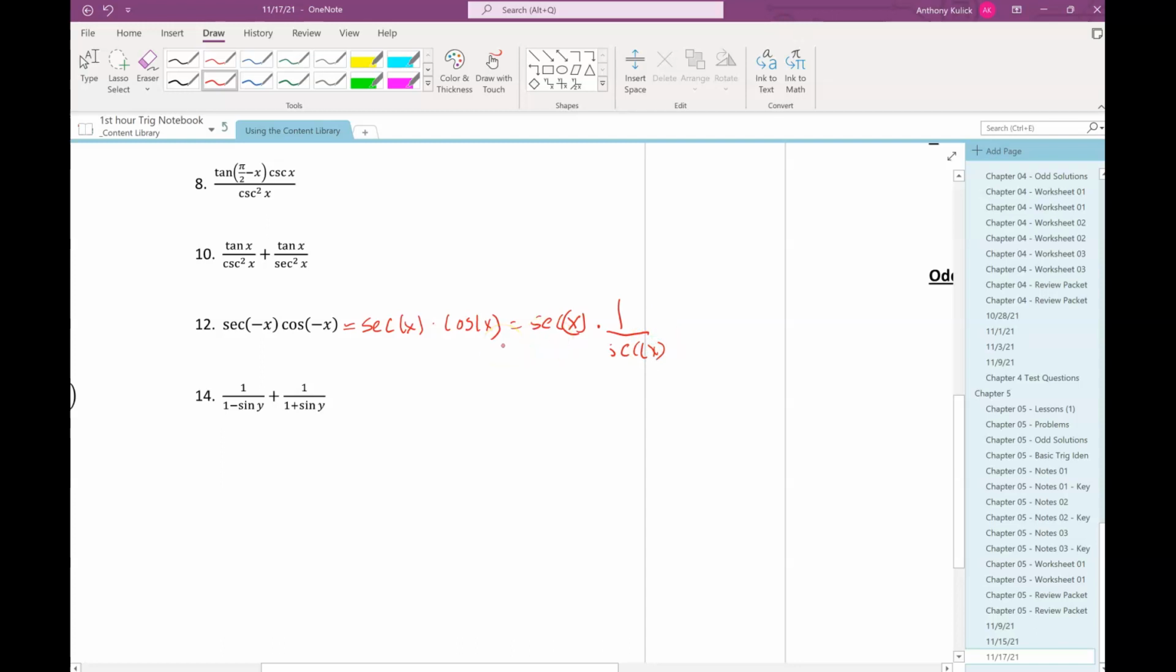And now I have the multiplication of two fractions here, so I'm going to think about secant x as just secant x over 1. I know that we can reduce across a multiplication symbol. So all we're left with here is 1 over 1, which is just 1. So that's my final answer.